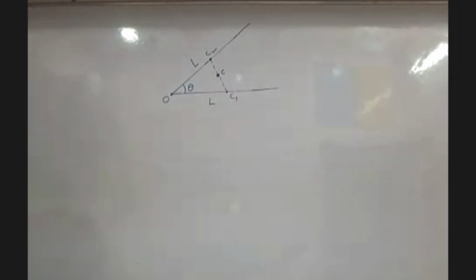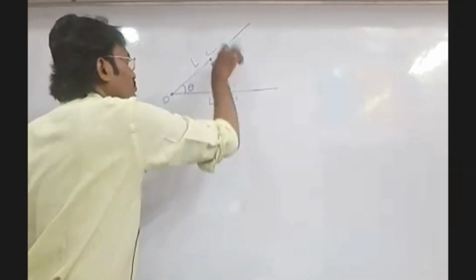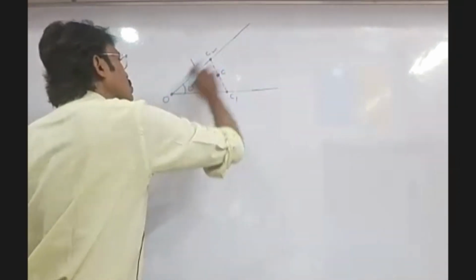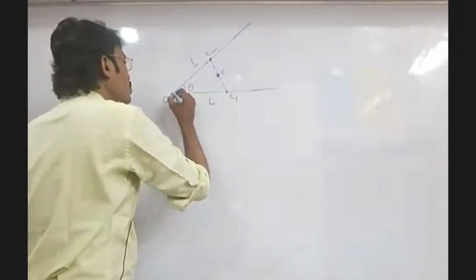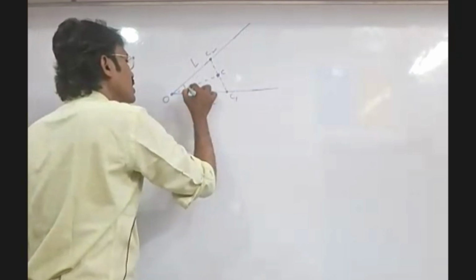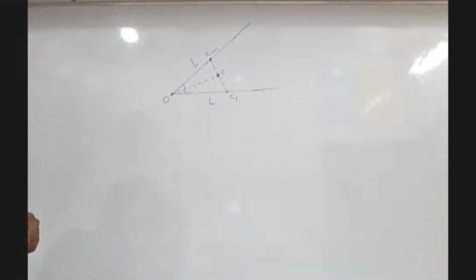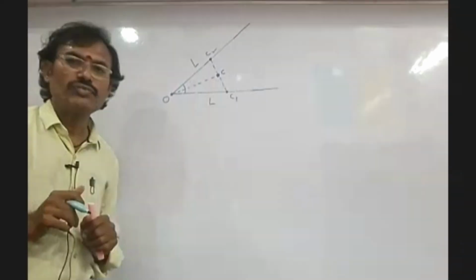Now we need to calculate OC. We need to calculate the OC value. That is the center of mass of both the objects. Taking these two as one object, the center of mass is C, so we need to calculate OC, the distance of that center of mass from O.